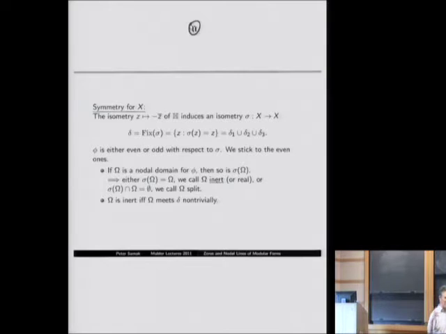So it either is inert, so it's completely fixed by this automorphism of order 2, or it's split, in which case the automorphism has two of them which are distinct. And you can see it in the following picture.